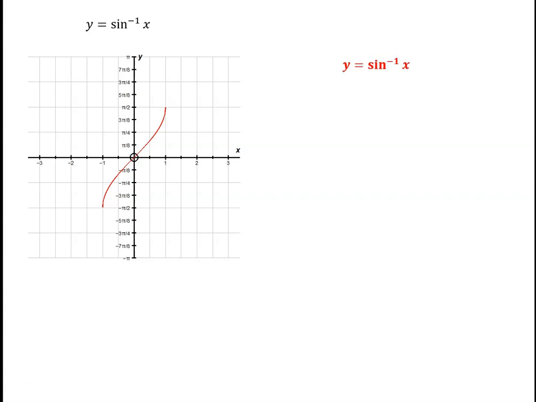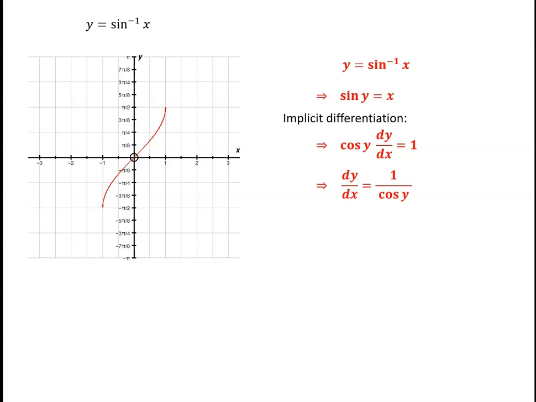So if we've got y equals sine to the minus 1 of x, then that certainly means that we've got sine y is equal to x. And we can differentiate this expression implicitly with respect to x to obtain cos y dy by dx equals 1. In other words, dy by dx is 1 over cos y. However, we would really want to have dy by dx in terms of x and not in terms of y.